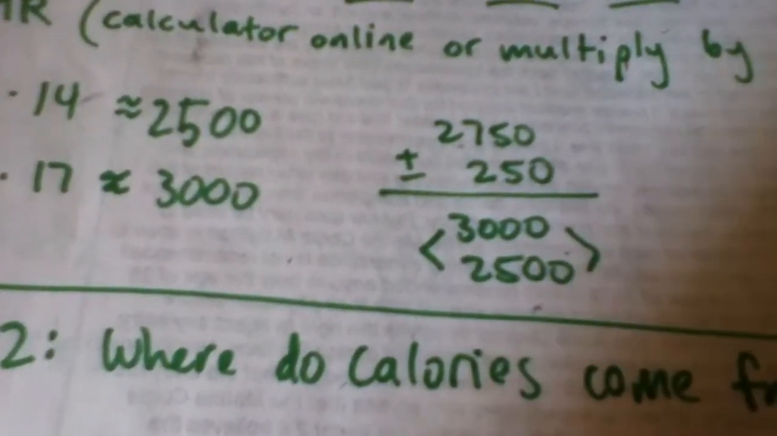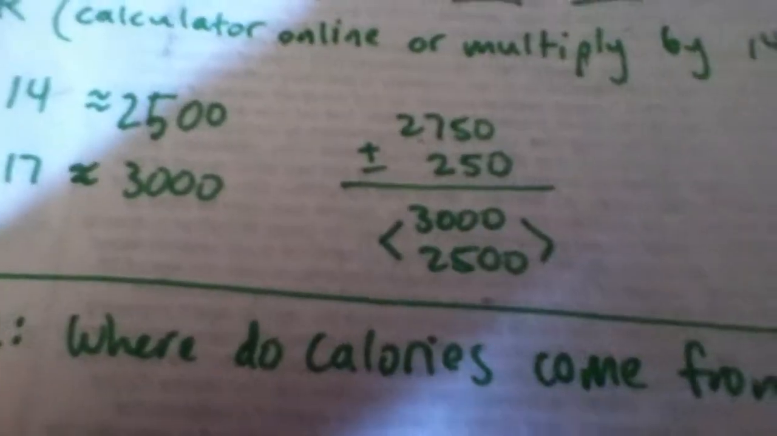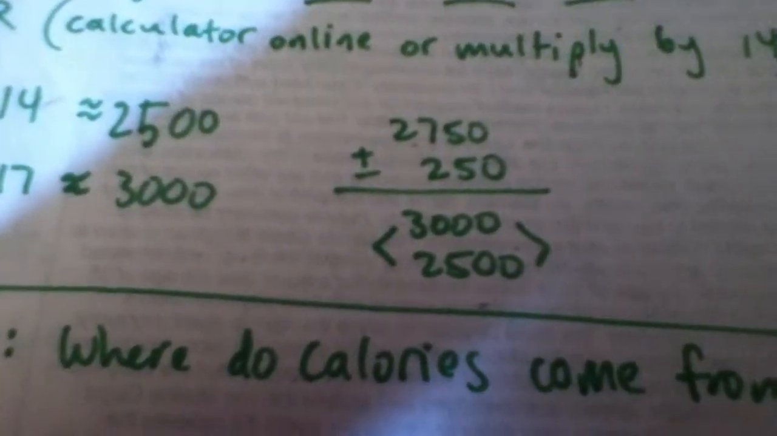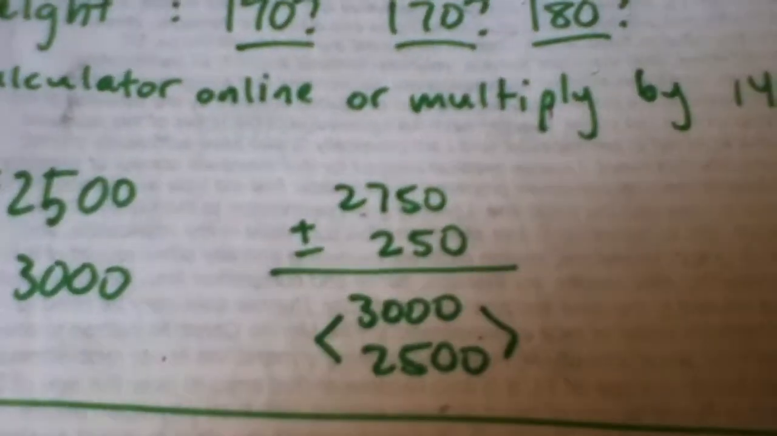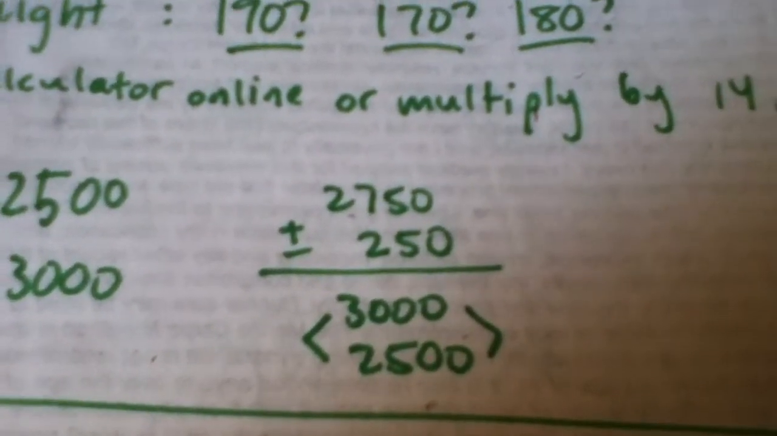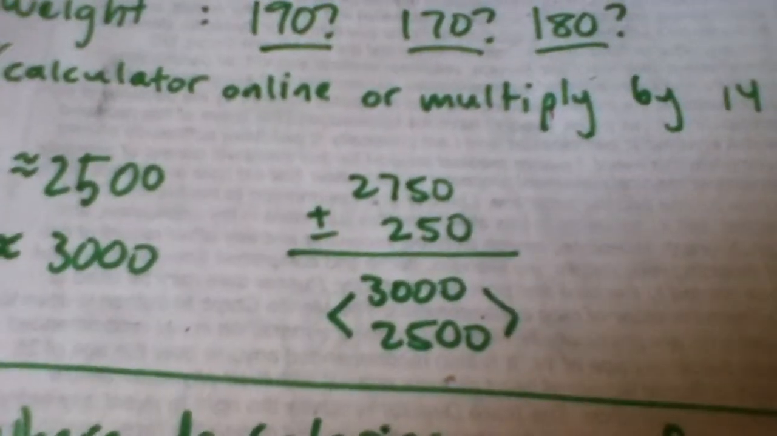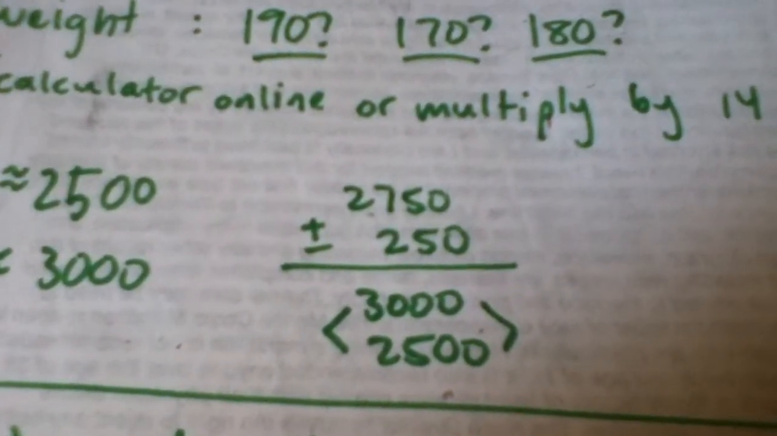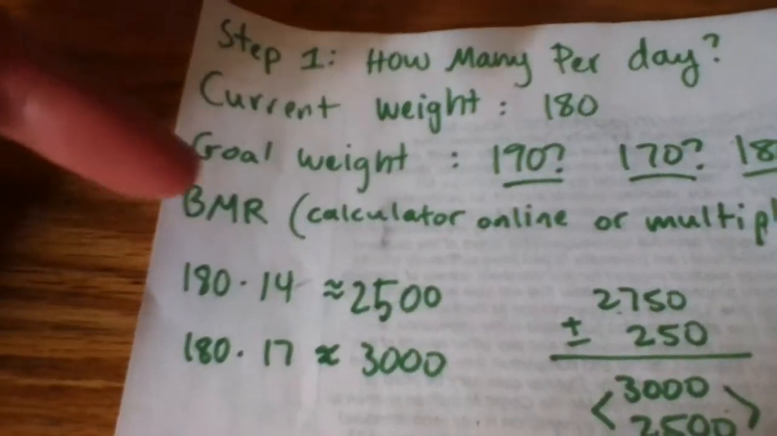So let's say this guy starts at 2750. What he needs to do next is figure out a benchmark day. For me, it's Monday. It's like your start day. So Monday, Tuesday, Wednesday, Thursday, Friday, Saturday, you're going to be eating 250 calories above or below your calculated amount that we just did up here.